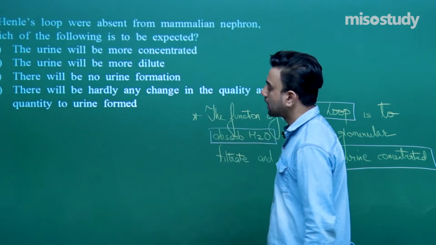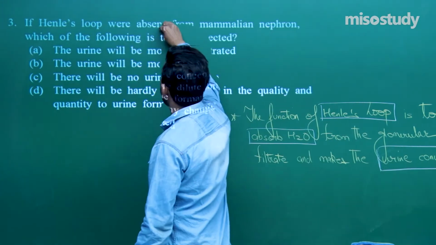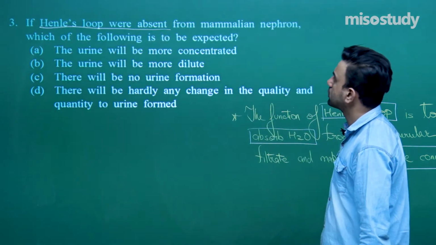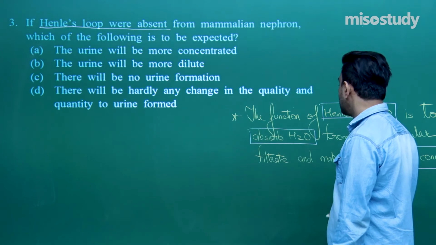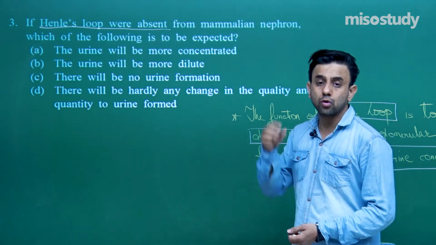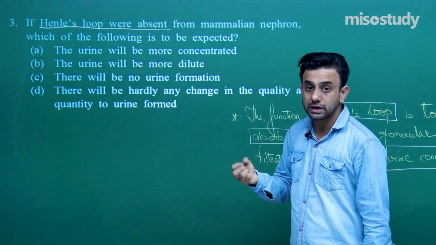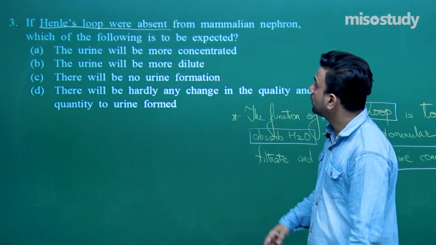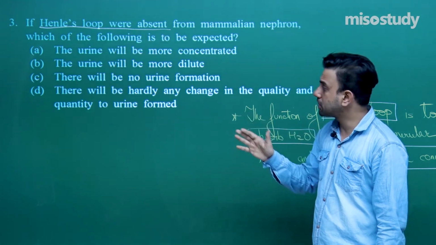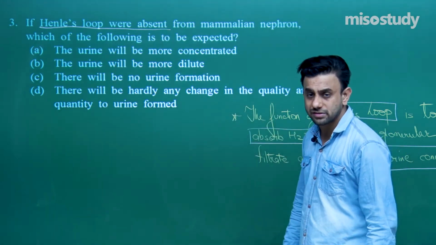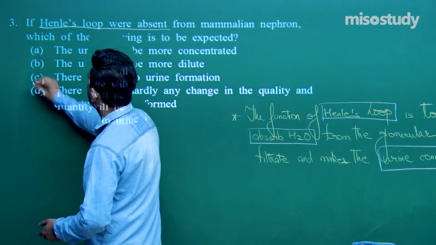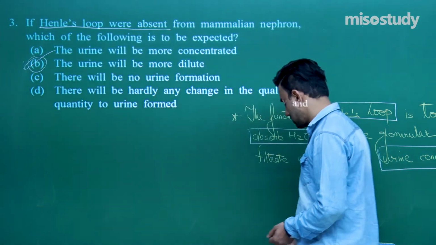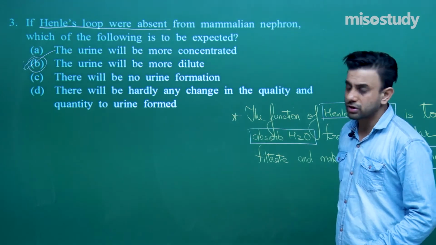So, if the Henle's loop were absent from the mammalian nephron, which of the following is to be expected? If the Henle's loop is not there, no more water reabsorption from the glomerular filtrate and hence the urine will be dilute. Let us see whether that option is given. The urine will be more concentrated, this is rubbish; the urine will be more dilute. Yes, this will be my answer, that the urine will be more dilute. Okay, now let us go to the next question.